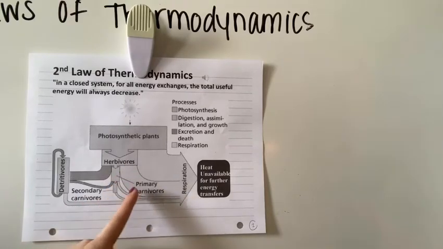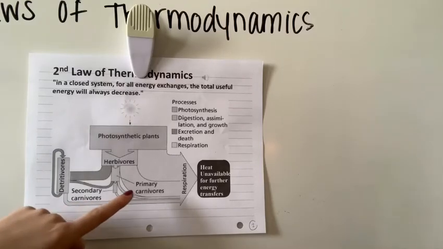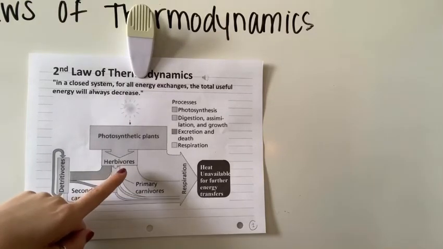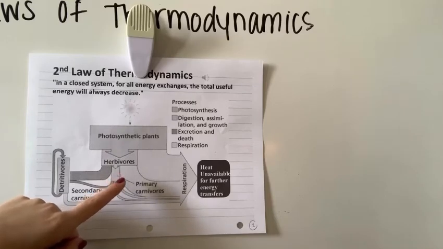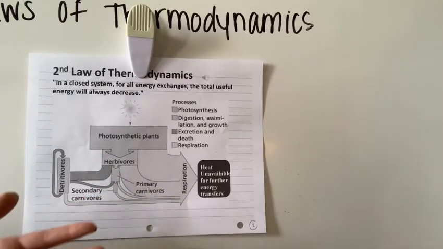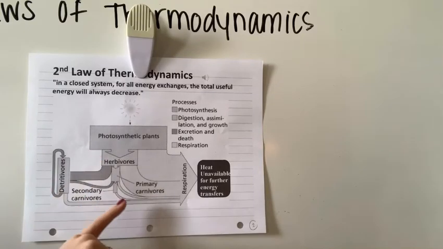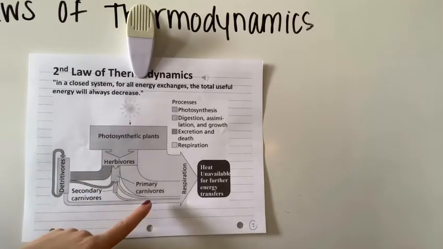Our third way, which is through primary carnivores, these are big cats, like your mountain lions, and your owls. These guys will only eat herbivores, as compared to these, which will pretty much eat anything. That's why you only see them stemming from the herbivores.